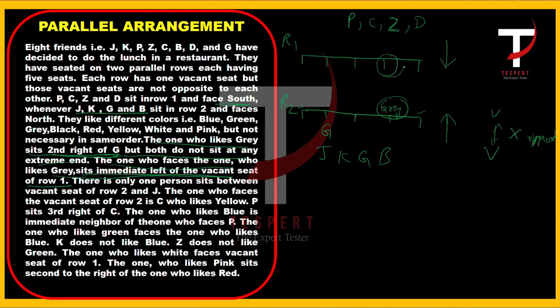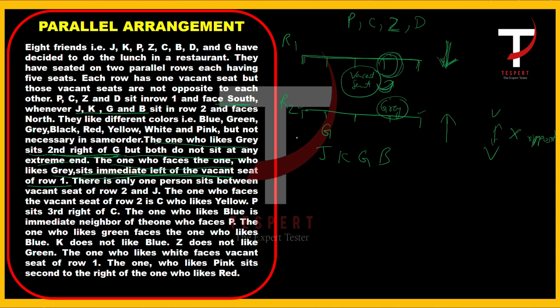Which one is immediate left of the vacant seat of row 1? I mean, if I place the vacant seat here, the immediate left of the vacant seat is this one, because all the row 1 people are facing towards the south direction. So the immediate left of the vacant seat is this one, right?